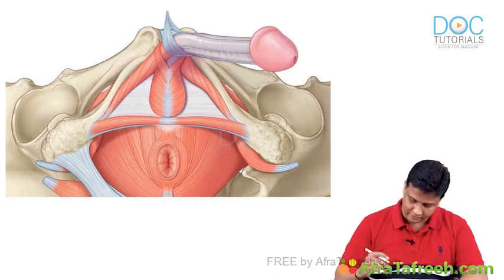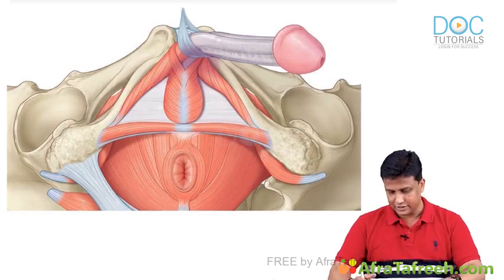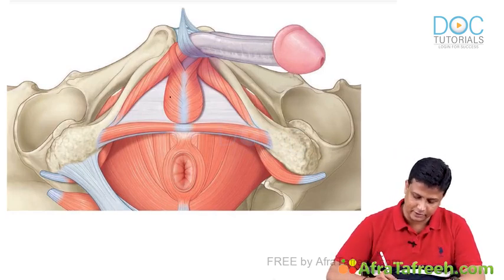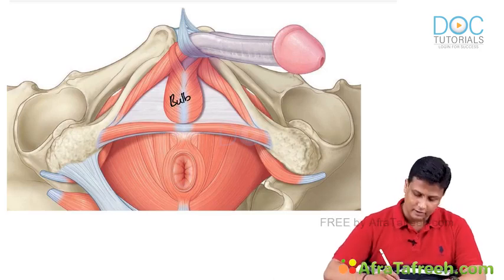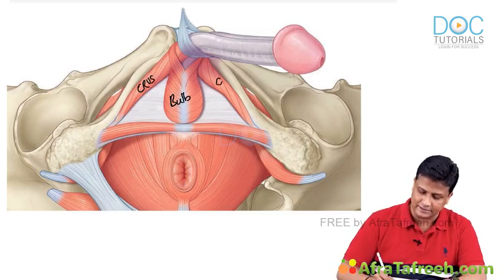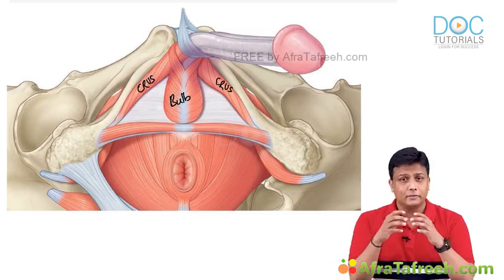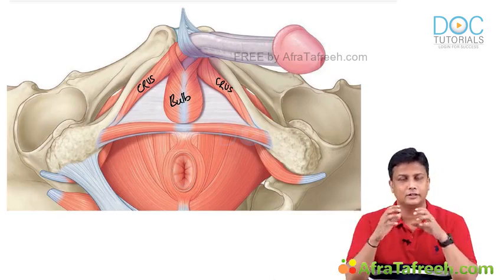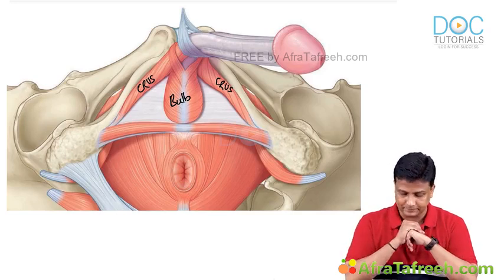Look at this diagram here of the male perineum. Now in this male perineum, first of all, you will be able to see there is a bulb of the penis. This is the bulb of the penis. And this here will be the crus of the penis on either side. So there will be a bulb of the penis and there will be crus. And all of them combine together, and they are the ones which form the penis.